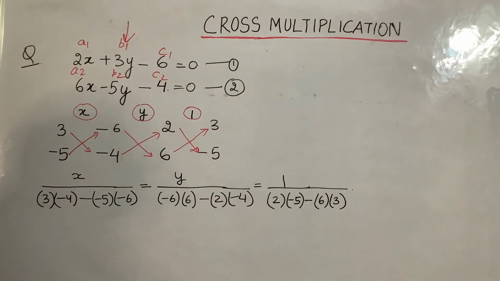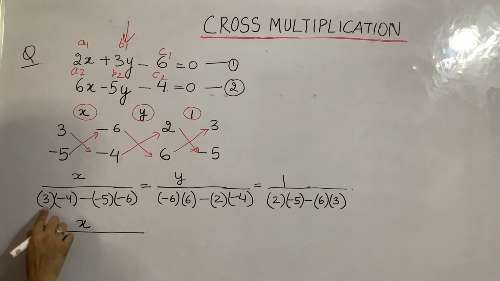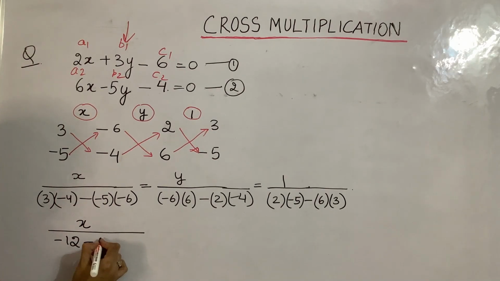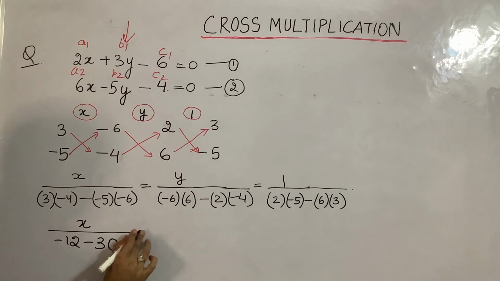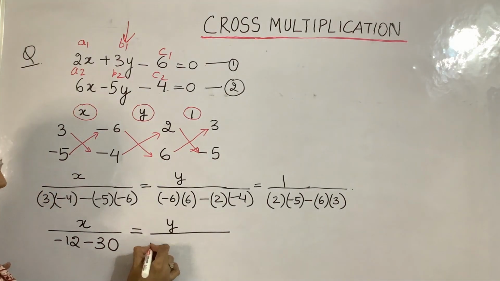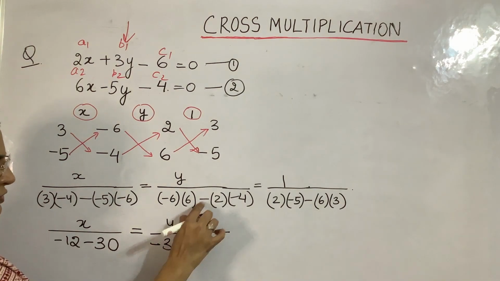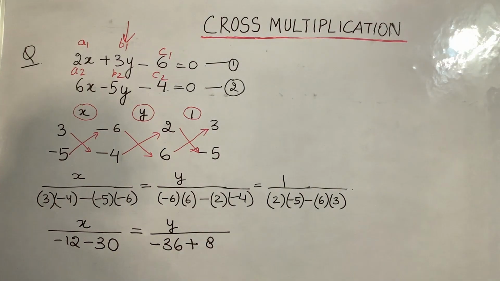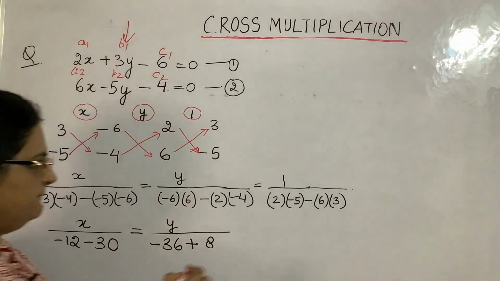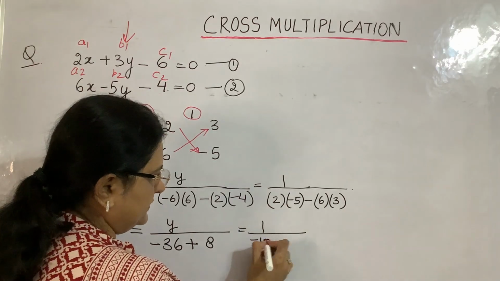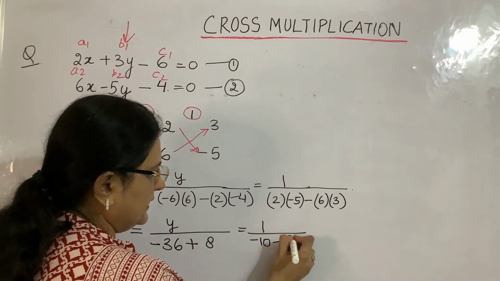Now about solving it. Let us simplify it further. So this will be x upon minus 12, 1, 2, 3 negatives, so minus 5, 6 are 30, is equal to y upon 1 negative, 6, 6 are 36, 2 negatives plus 2 4s are 8. Agreed? Then is equal to 1 upon 2 negatives, minus 10 minus 80.